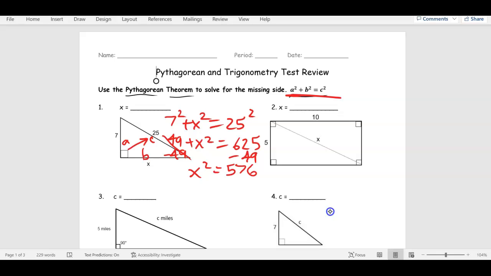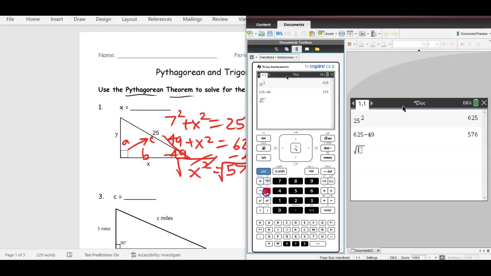Now there's no instructions here on what to do. But your next step is to get rid of the square with the square root. Okay. If it was simplifying radicals, then you would do the factor tree. Okay. But since it doesn't tell us, we're just going to type it in, square root of 576, 24. Okay.